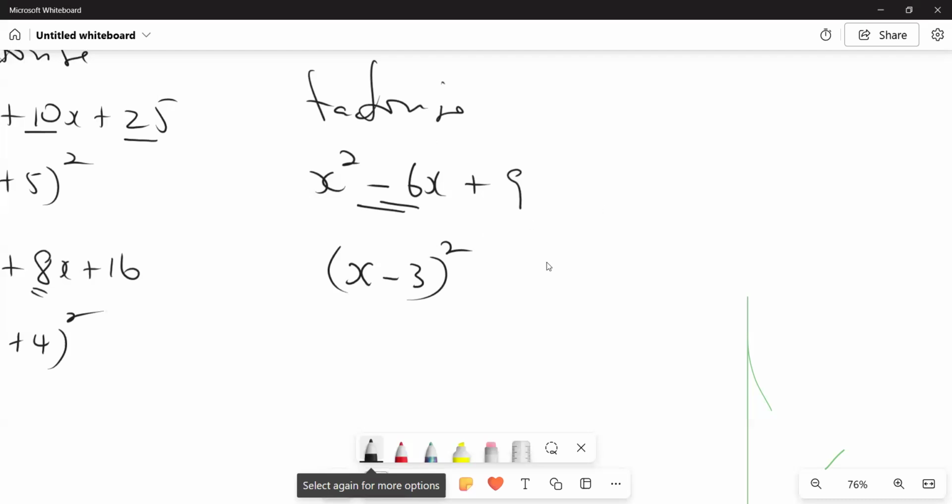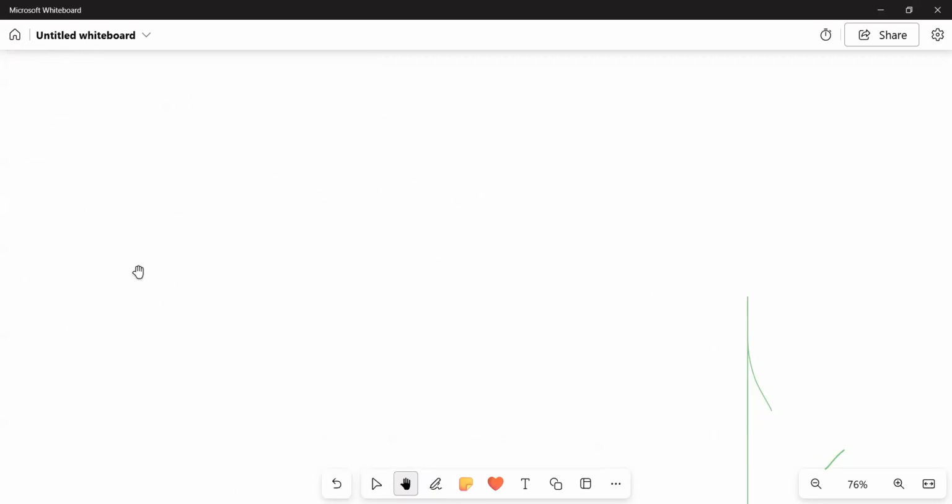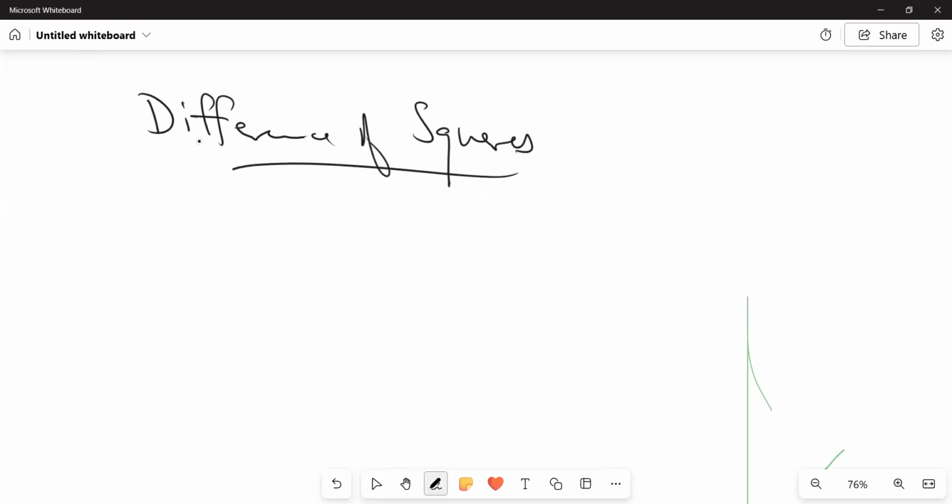So the last kind of factorization we'll deal with is what we call difference of squares. Difference of squares. Again, let me just show you something.